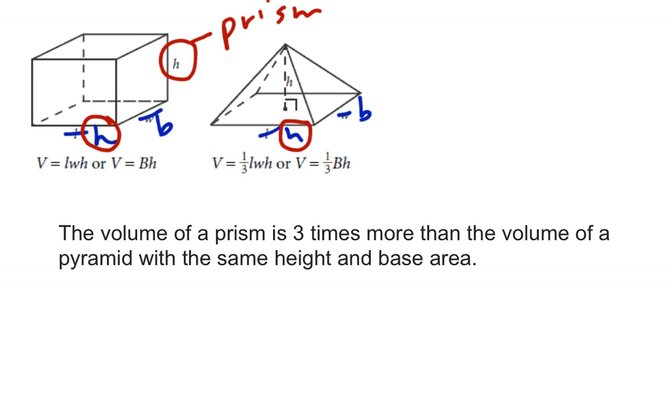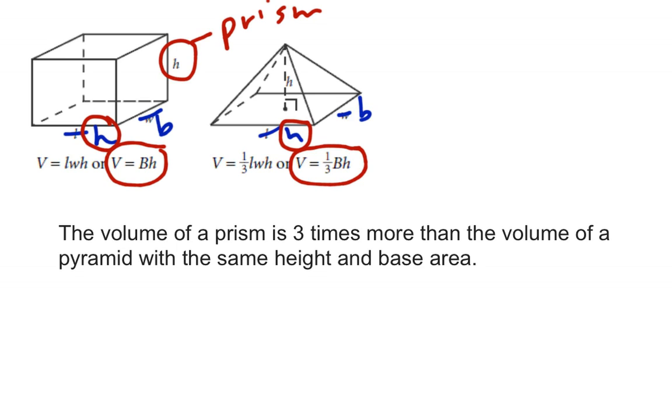I do it using capital B and small b for base area. So the volume formula is this one that I'm using for prism. And then we have a convenient second formula for pyramid, which is 1/3 the area of the base of the pyramid times the height of the pyramid.